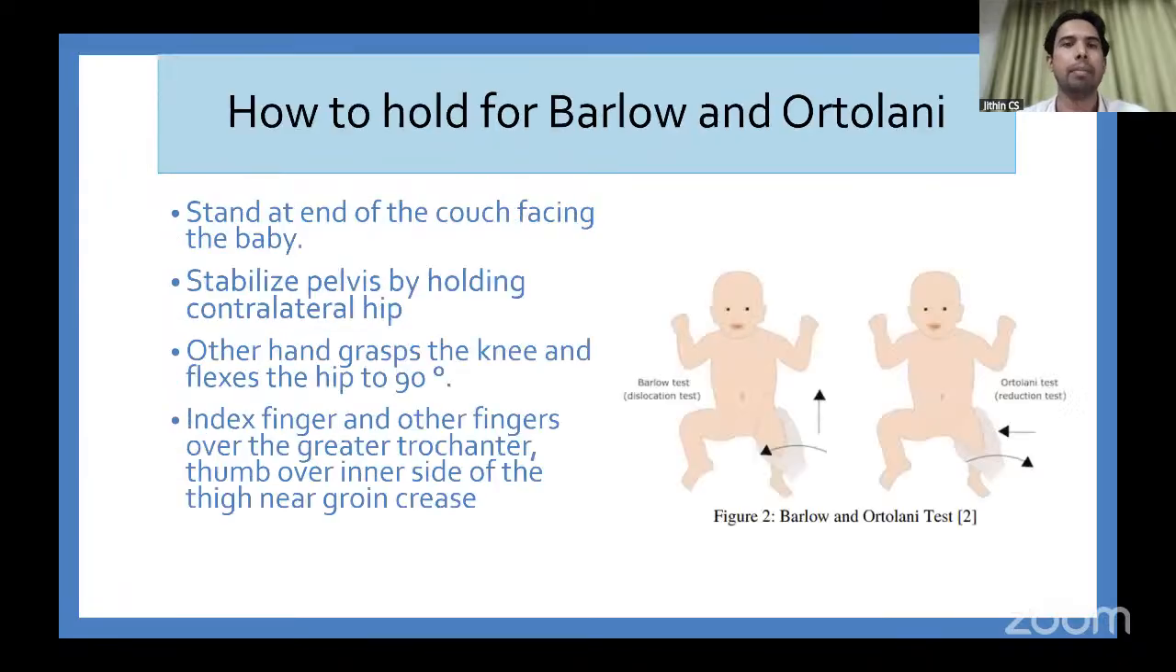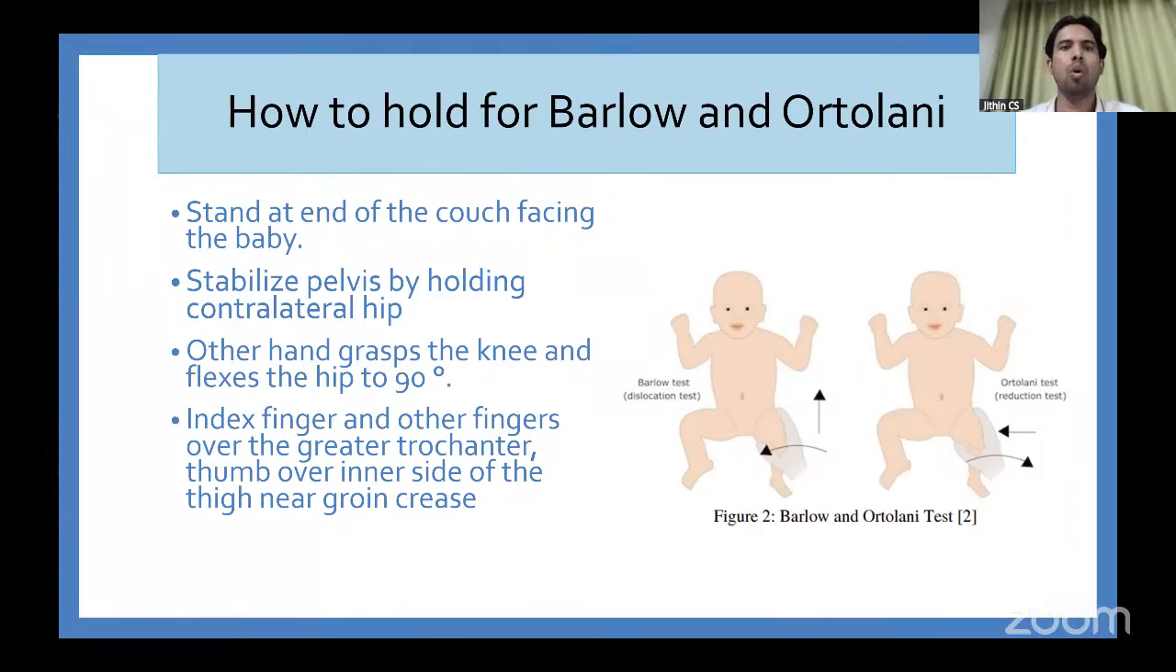for hip instability. So the two tests that we do routinely on a clinical basis are the Barlow test and Ortolani test. In both the tests, we stand at the end of the couch facing the baby, and we should stabilize the pelvis, and we test each hip separately.